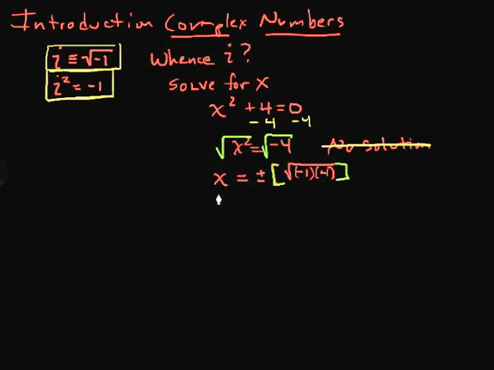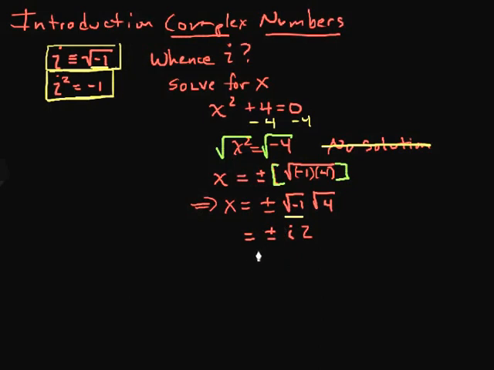PEMDAS. Okay, so this would imply that x is equal to plus or minus the square root of negative 1 times the square root of 4. The square root of a product is the product of the square roots, and that's something hopefully you remember from Algebra 1. So what's next? Well, let's use our definition. We have the square root of negative 1 right there. We just said the square root of negative 1 is i. So this is equal to plus or minus i, and the square root of 4 is the number 2.